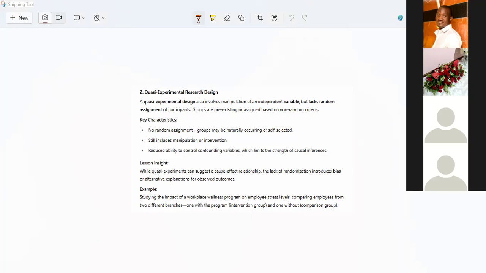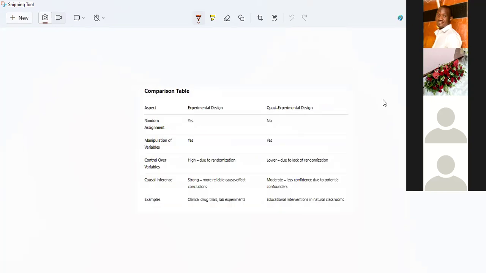So if you want to see the key differences between quasi-experimental and experimental research design, we can look at random assignment. For experimental, there is. For quasi, there is none. Manipulation, there is in both. Control over variables, it's high for experimental, it's low here due to lack of randomization. And causal inference, it's strong for experimental and moderate for quasi. Examples here are clinical trials for experimental and traditional interventions for the quasi. So these are the key differences that you must take note of.